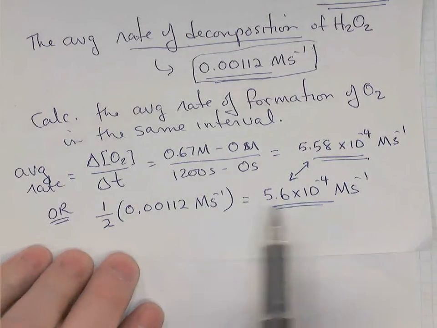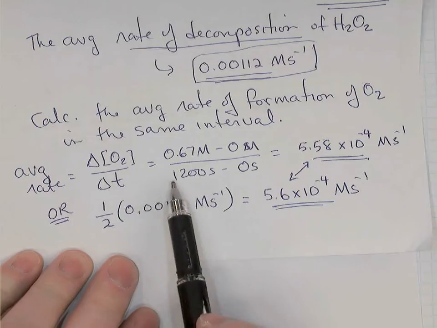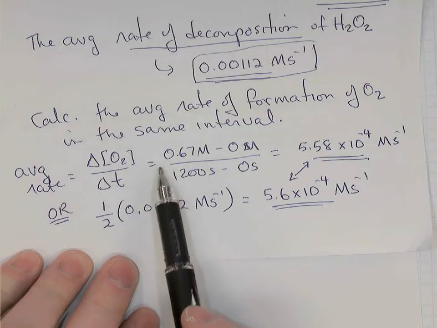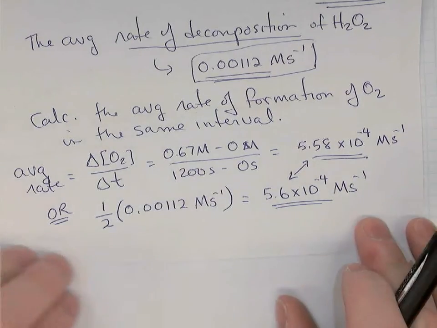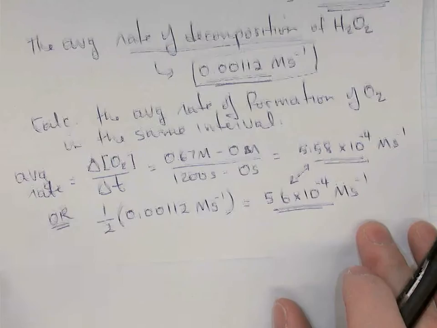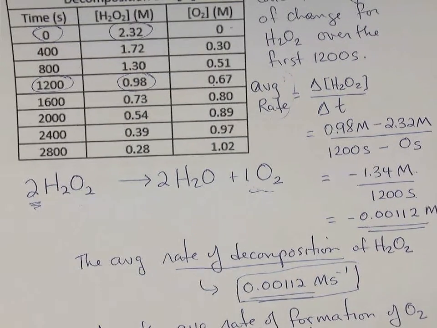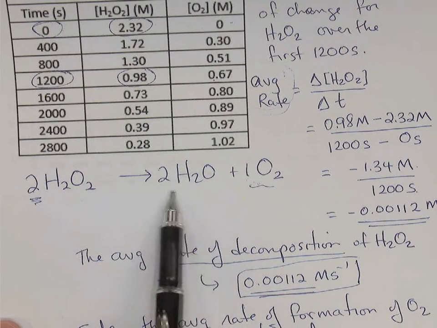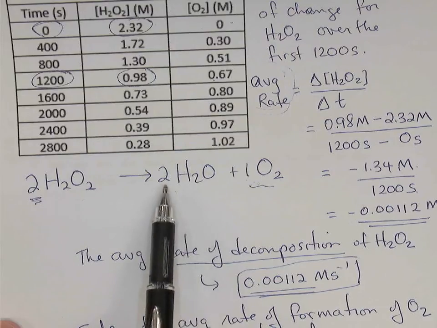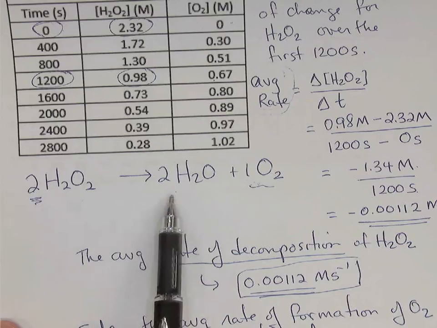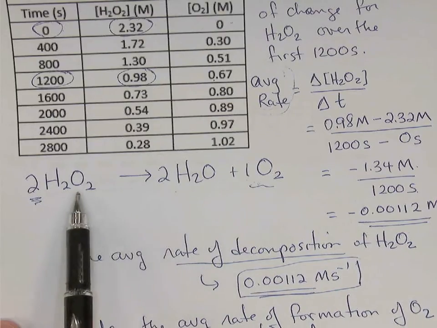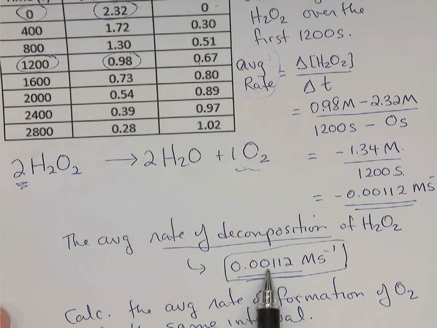So if you already know one of the rates of change in the reaction, you can calculate the rates of change of the other substances in the equation simply by looking at the reaction stoichiometry, the ratios in the balanced equation. For example, if we wanted to know the rate of formation of the water, we could say, because there's a 2-to-2 ratio between water and the peroxide, that the water's rate of formation is the same as the rate of decomposition of peroxide. So water would be forming at a rate of 0.00112 molarity per second in that same time interval.